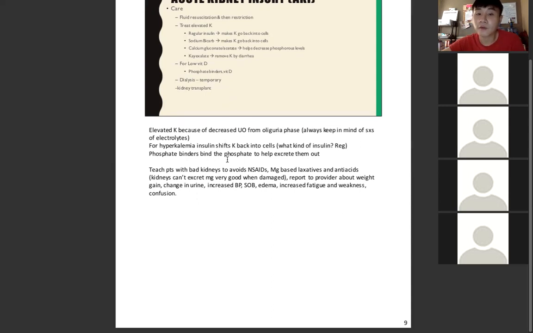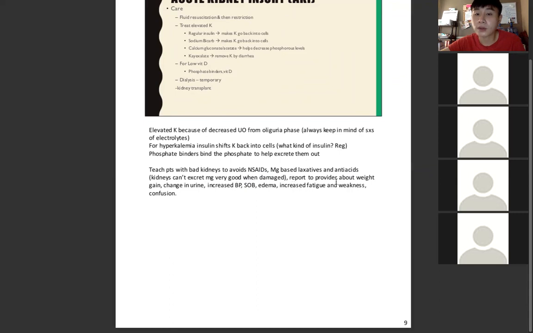Phosphate binders bind the phosphate to help excrete it out. Teach patients with bad kidneys to avoid NSAIDs. What is an NSAID? Aspirin and ibuprofen. It's important when we study NSAIDs that we know the specifics of them. And then avoid magnesium-based laxatives and antacids, because damaged kidneys cannot excrete magnesium well.